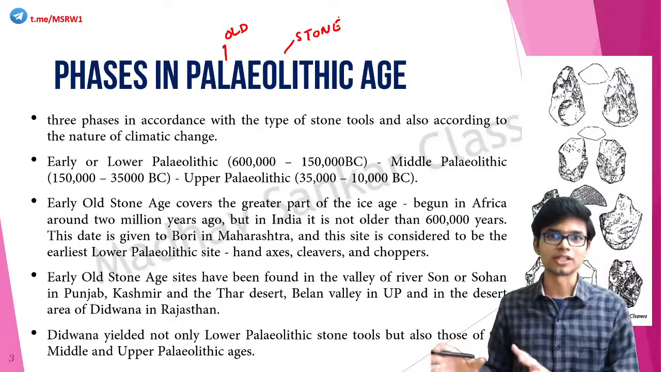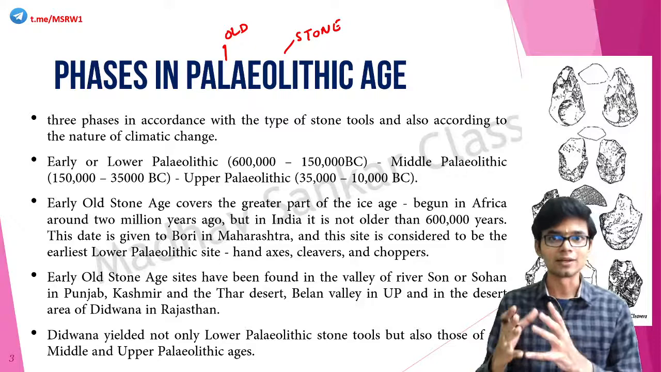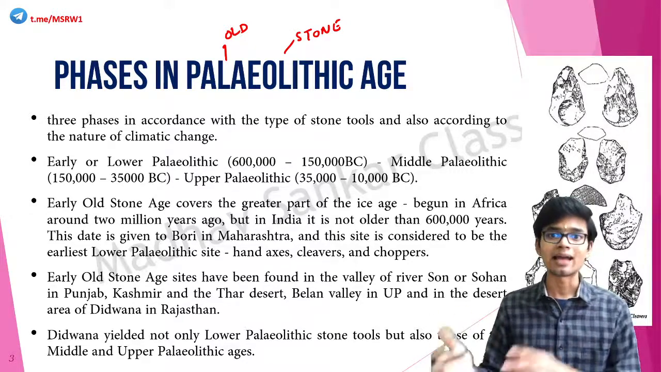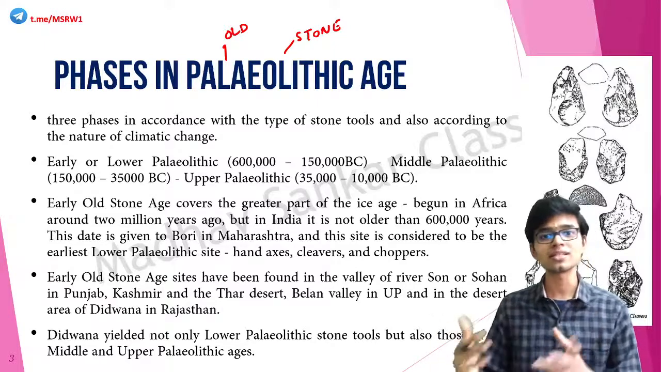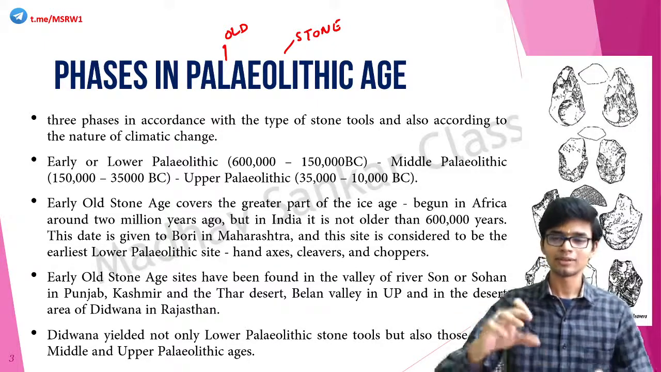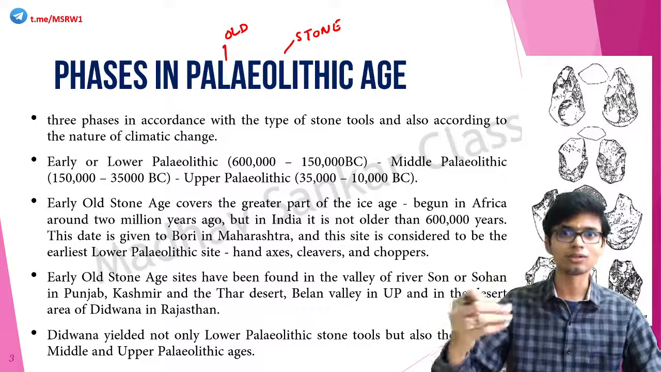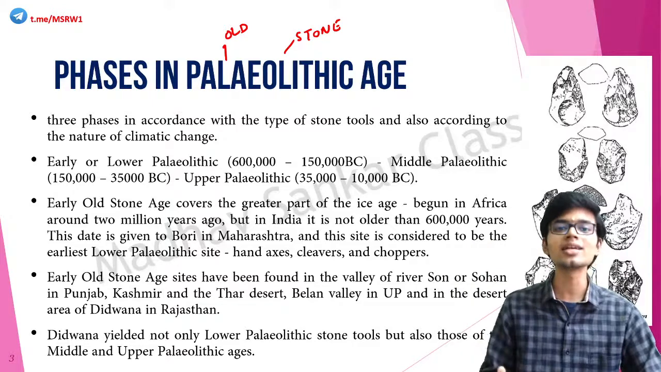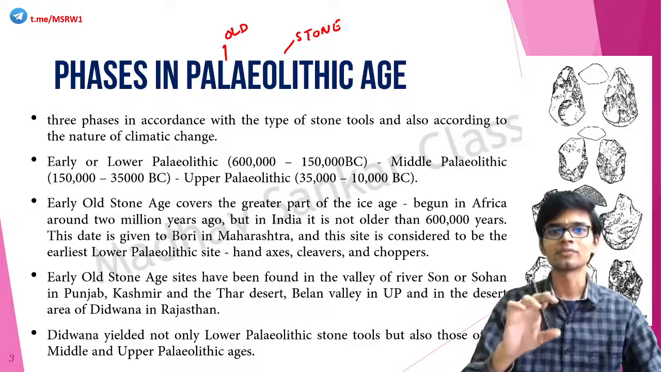Okay, Old Stone Age. Similarly, Meso means middle, and Lithic means stone. So Mesolithic means Middle Stone Age. And Neo means new, so Neolithic means New Stone Age. I hope that is very clear to you. I know that most of you already know all these things. I'm just telling you in case you are very new to history and you are not aware of these terms.